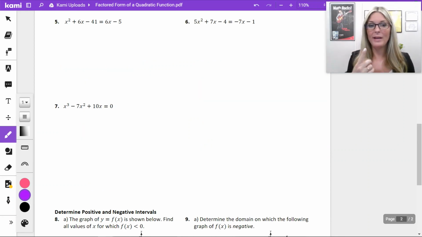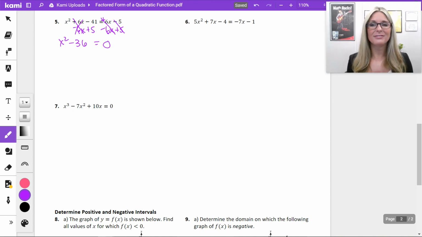Number 5, step 1, put it into standard form. We've got a positive 6x, so let me subtract 6x from both sides. Also, 2 steps at once, I'm going to add 5 to both sides. That's going to cancel everything on my right side. Our new quadratic, x squared, our 6's canceled there, and we have minus 36 equals 0.